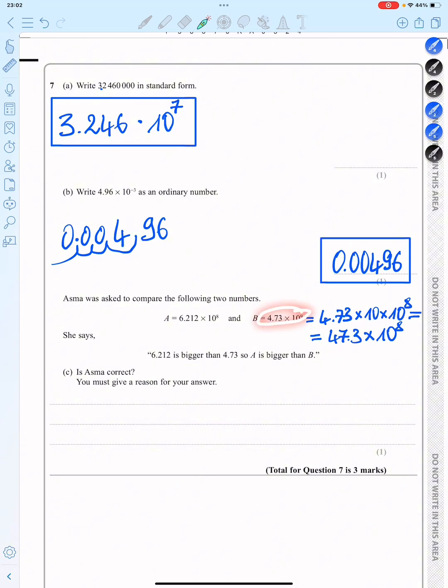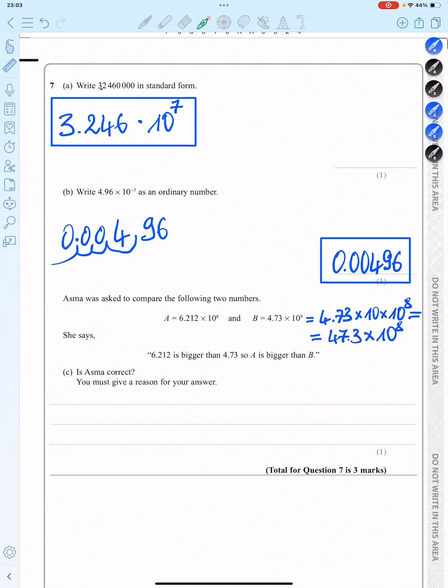So the same number here is equal to this, right? Now instead of comparing this to this, we're going to compare this one to this one, right? And as you can see, the second part is the same. So which first part is bigger? This first part is bigger. Therefore, B is bigger than A.